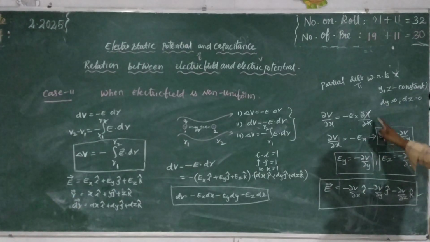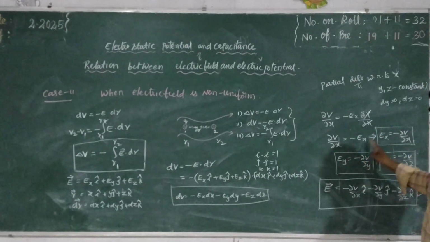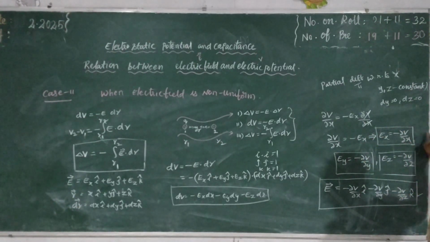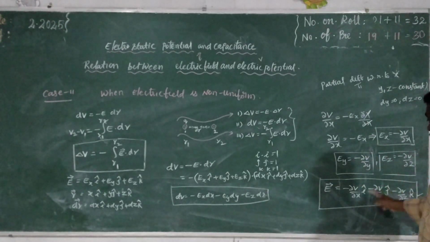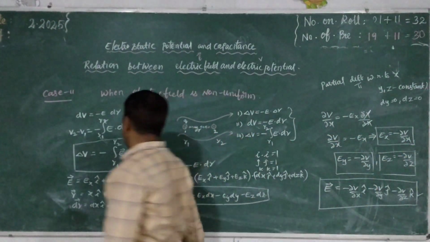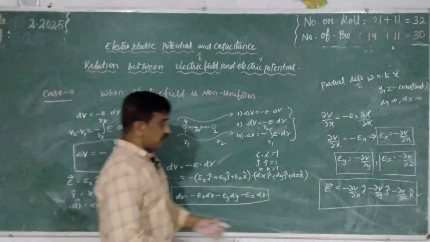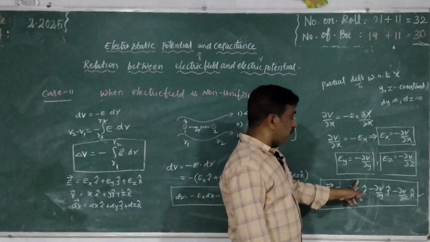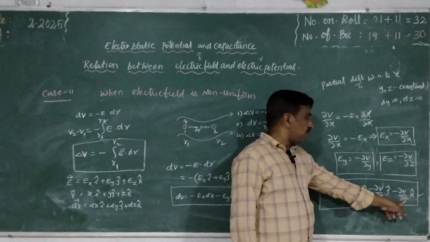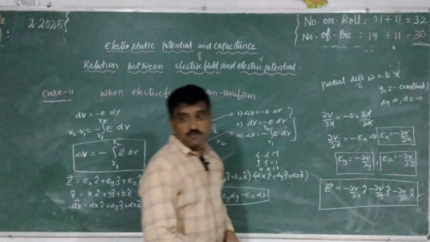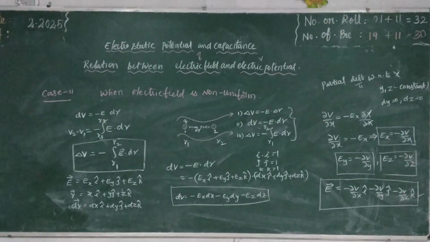Here the remaining terms are 0. So Ex equal to minus dou V by dou x. Similarly, Ey equal to minus dou V by dou y, and Ez equal to minus dou V by dou z. We can apply this here and we get the electric field formula. What is the electric field formula? E equal to minus of dou V by dou x i cap, minus of dou V by dou y j cap, minus of dou V by dou z k cap. It is the formula for finding the electric field when the potential is given. This is the case 2.